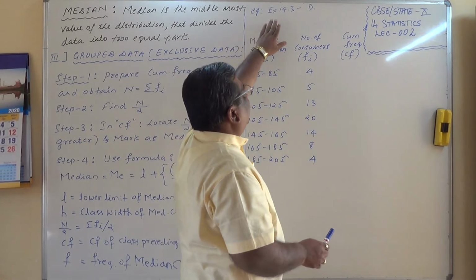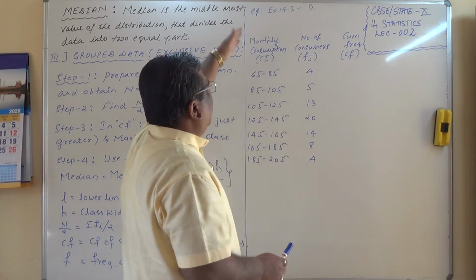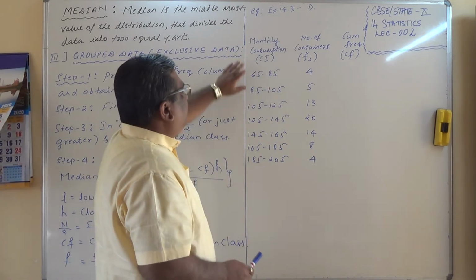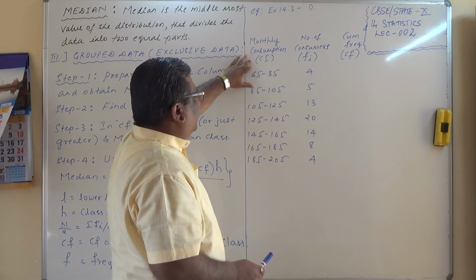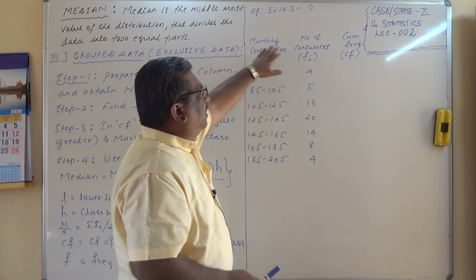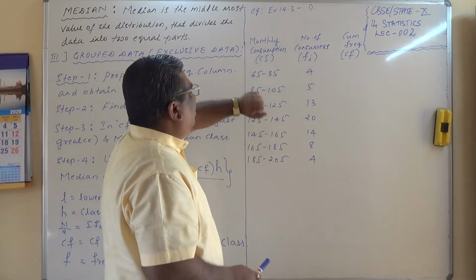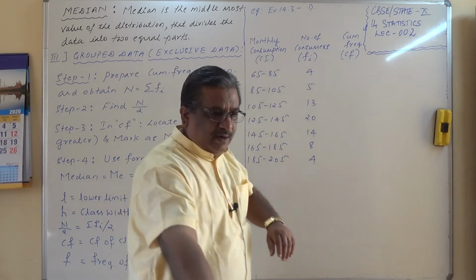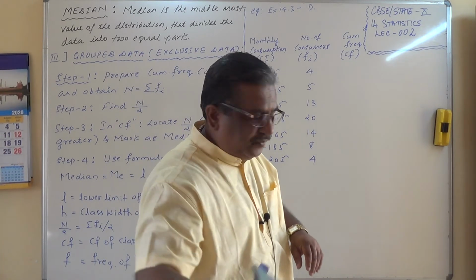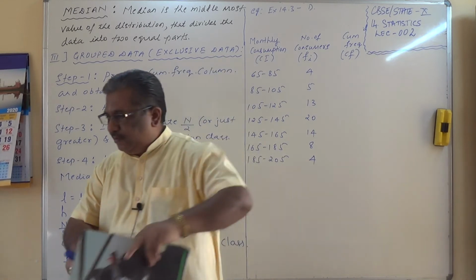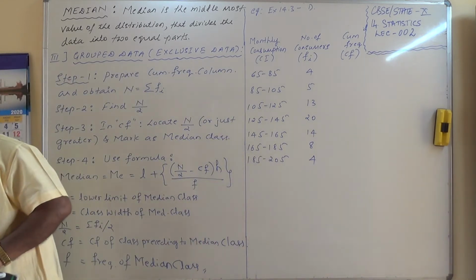Exercise number 14.3, question number 1, as an example we'll consider. Here this is the monthly consumption of consumers, and here the number of consumers. What is that monthly consumption I have written, or where is the textbook? You have a textbook? Just a moment.